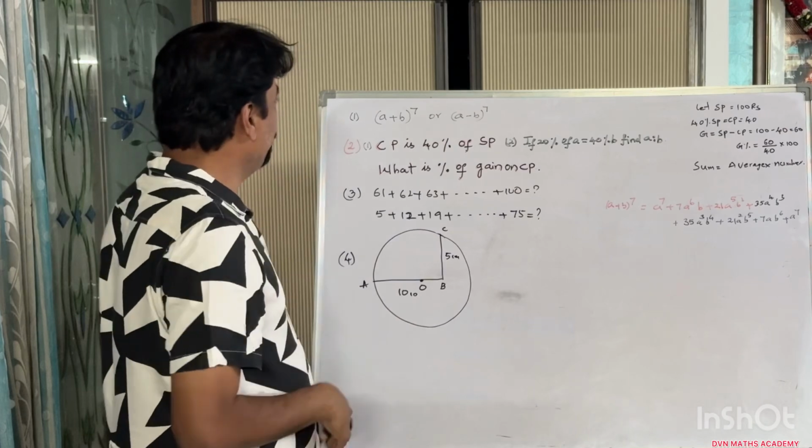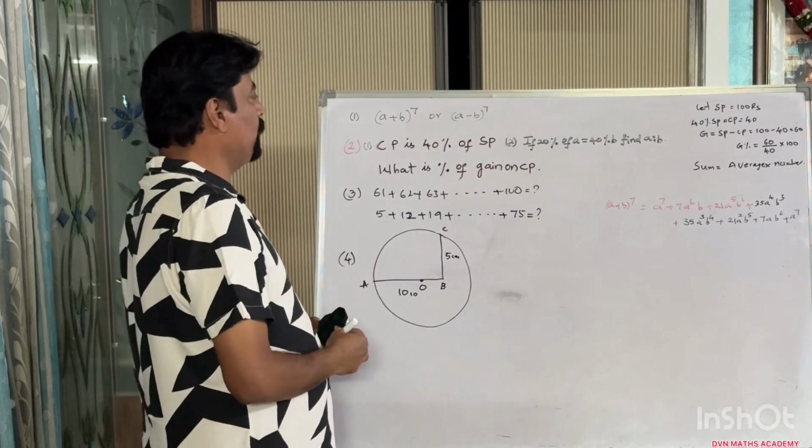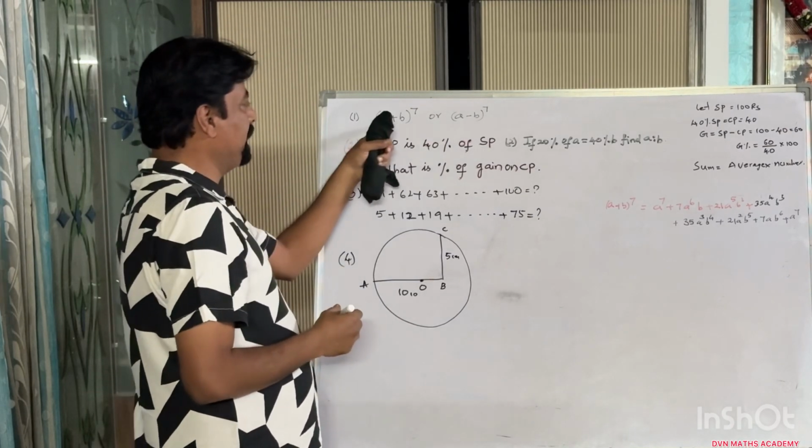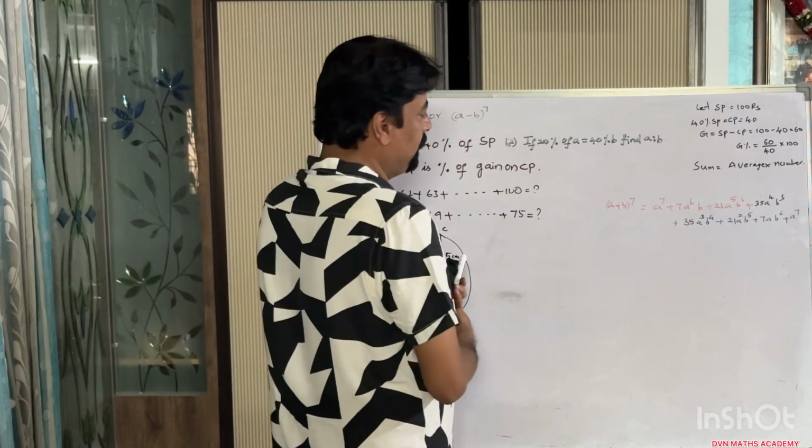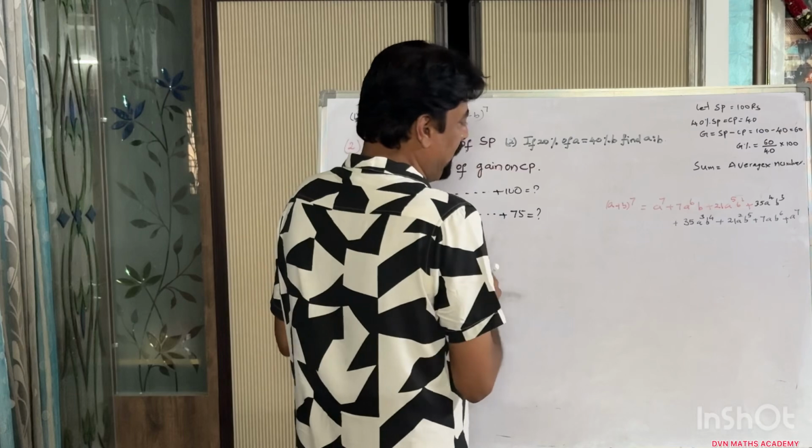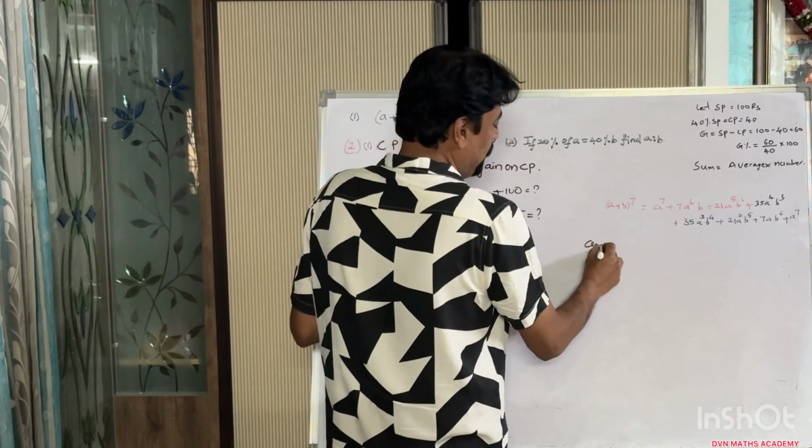The first question, for example, (a + b) to the power of 7. How to expand this (a + b) to the power of 7? So for your purpose, I wrote here (a + b) to the power of 7.